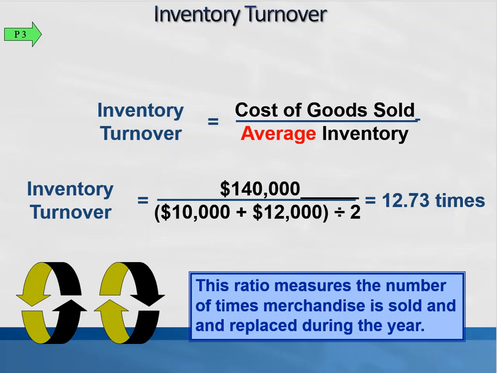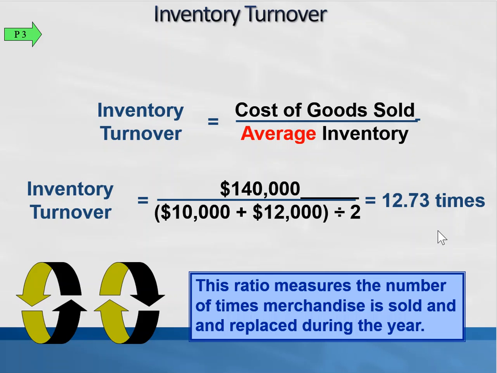So inventory turnover is calculated by taking our cost of goods sold for the period divided by average inventory. And again, don't forget, average is the beginning plus ending divided by 2. So in this case, the inventory turnover ratio comes in at 12.73 times. So inventory for this company is going to be turned over roughly 13 times a year, a little bit more frequently than once a month. That's how many times they buy the item, they put it on the shelf, and it gets sold.